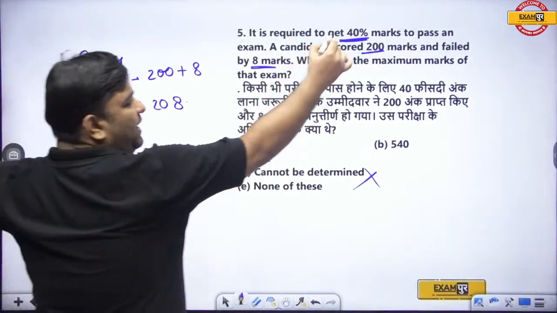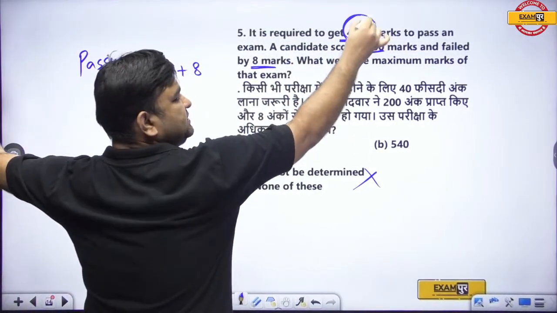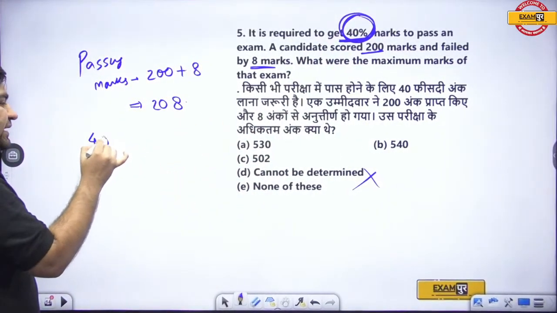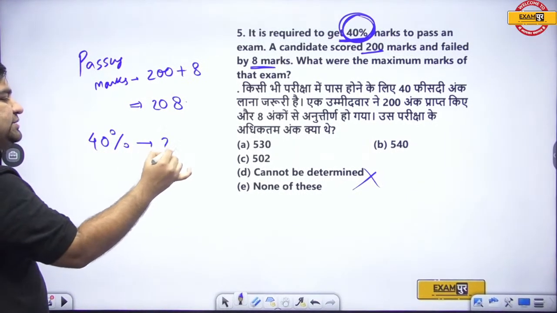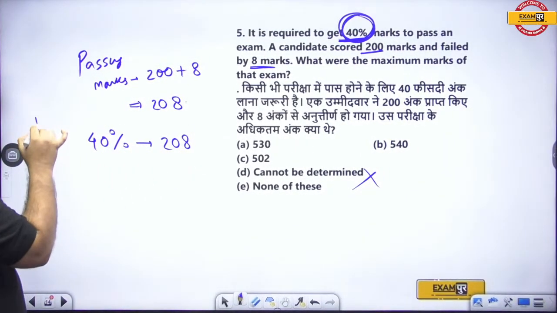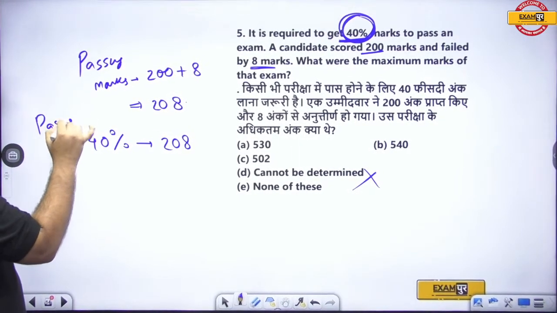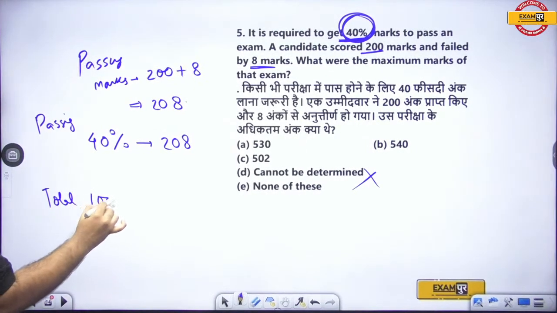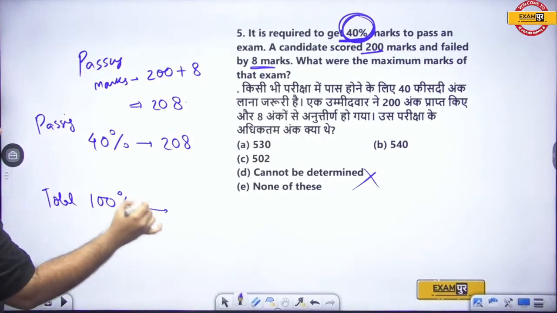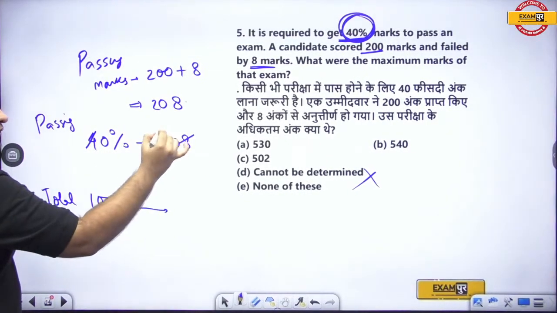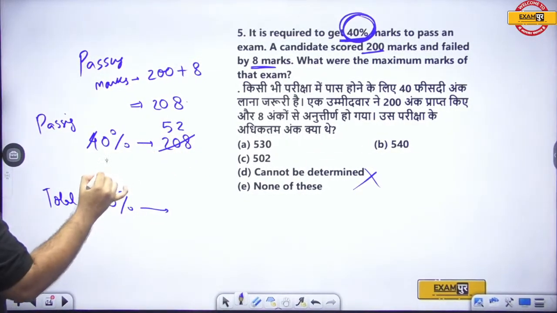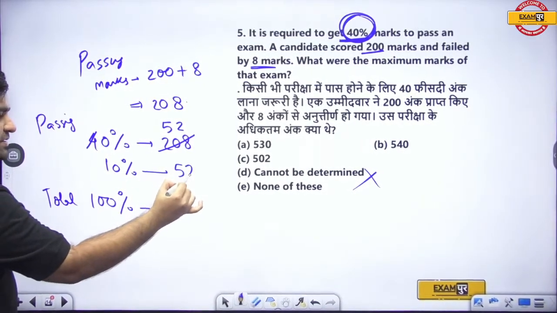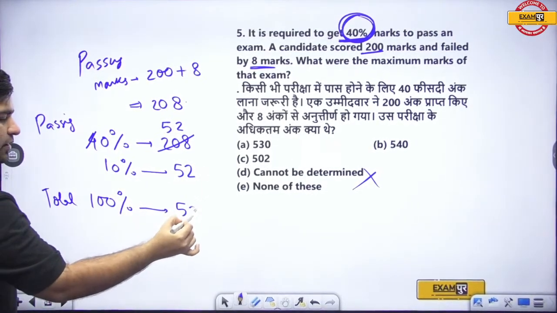Now, passing marks in the form of percentage is 40%. So basically 40% is equal to 208, the passing marks. And what is total marks? Total marks is 100%. Simplify by 4. 4 5 ja 20, 4 2 ja 8. So 10% marks is 52. So 100% is 520.